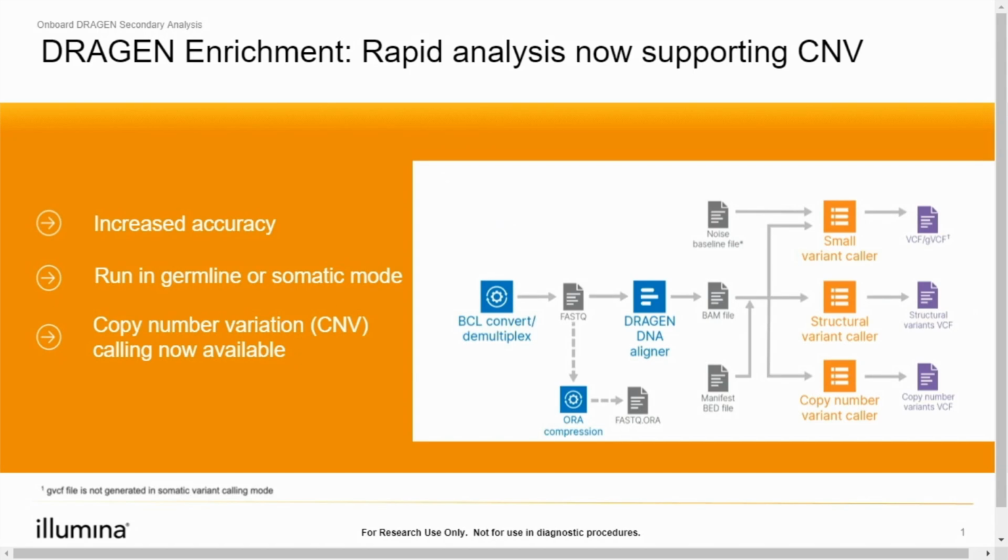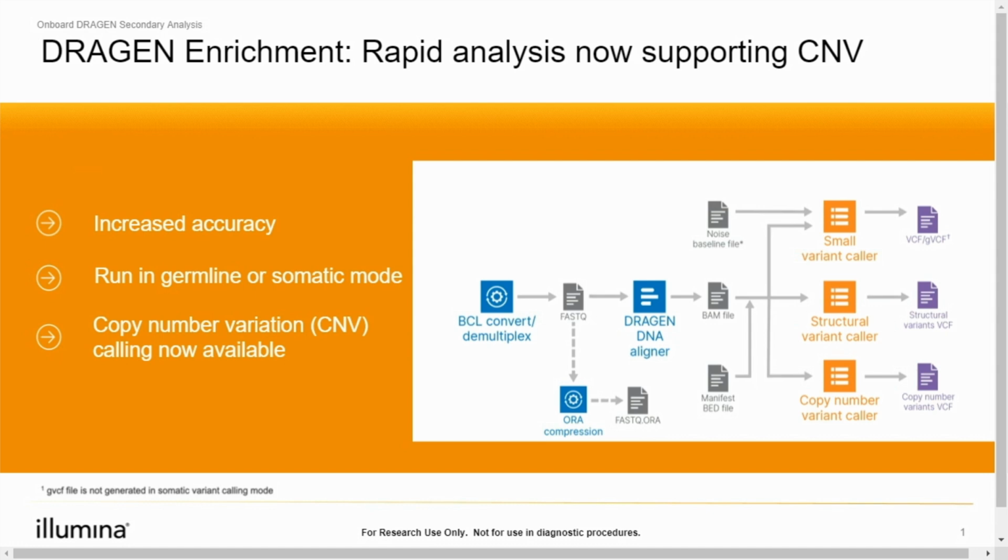The onboard DRAGEN enrichment pipeline provides rapid analysis for increased accuracy from enrichment and hybridization-based exome panels. It can run in germline or somatic mode. BCL Convert provides FASTQ files, samples go through the mapping and aligning process, followed by precision sorting and variant calling. You can enable structural variant calling, and with the latest 310 update onboard NextSeq 1000-2000, you can also enable copy number variant calling with panel of normals in both germline and somatic modes.